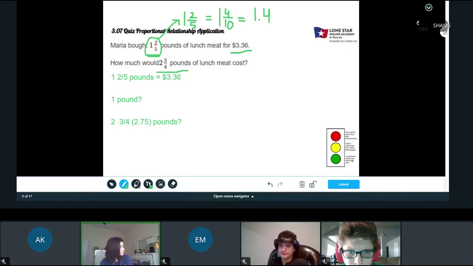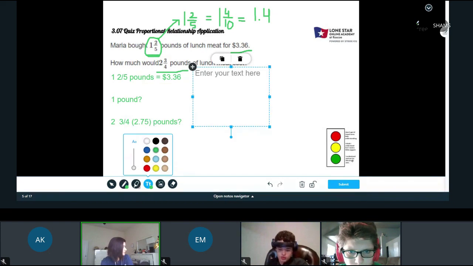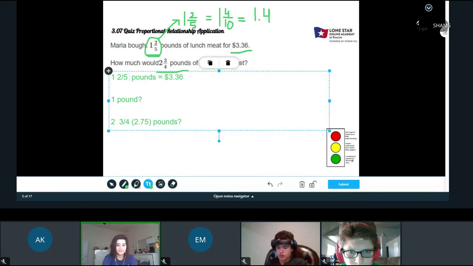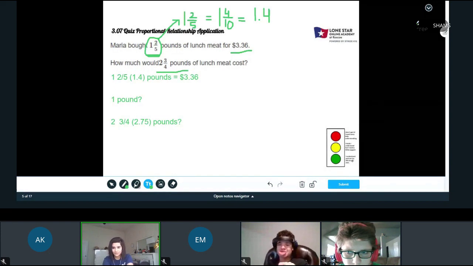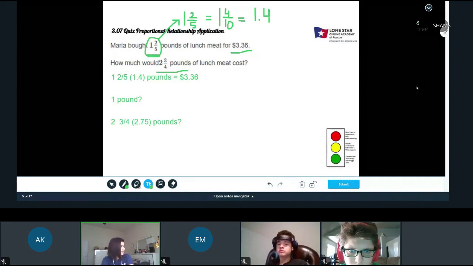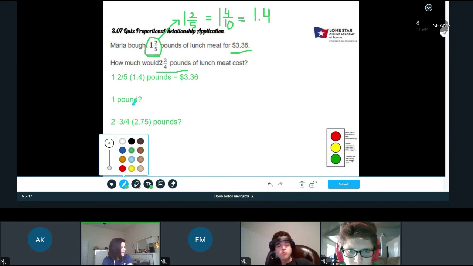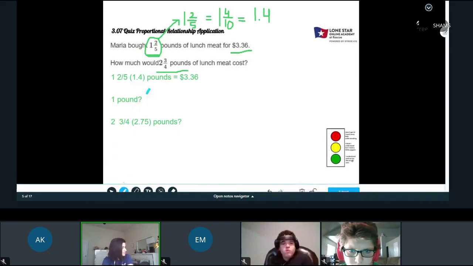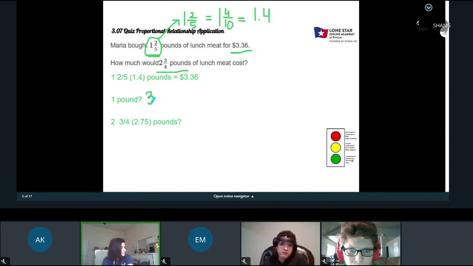Okay, so in this way, I can also rewrite this part over here and say this is 1.4. Right? 1 whole 2/5 or 1.4 pounds. Okay, I want to calculate the cost of 1 pound. I will find unit rate by dividing. I will do 3.36 divided by 1.4.